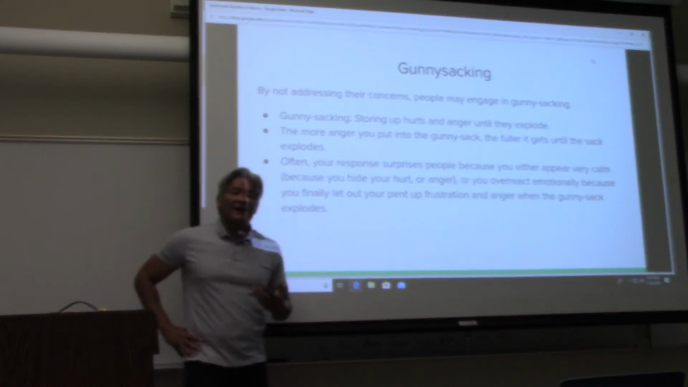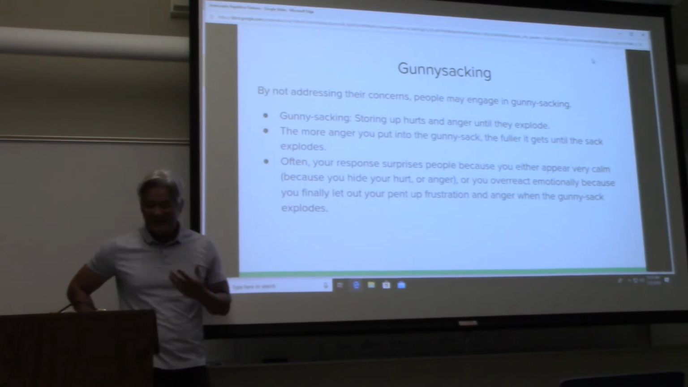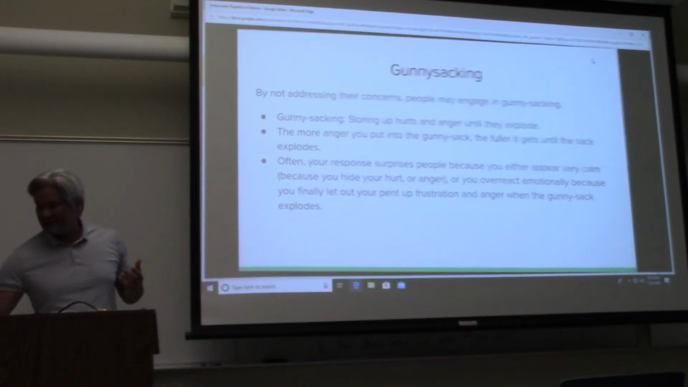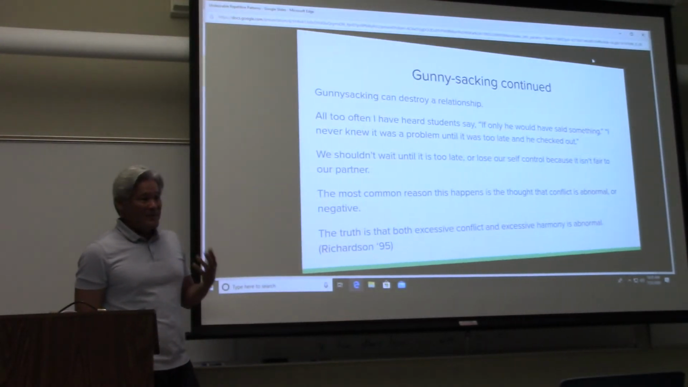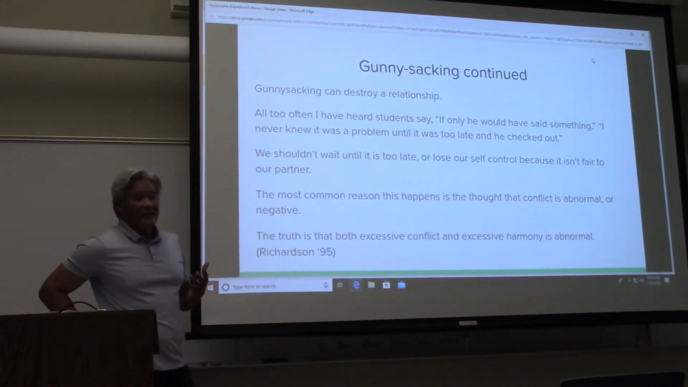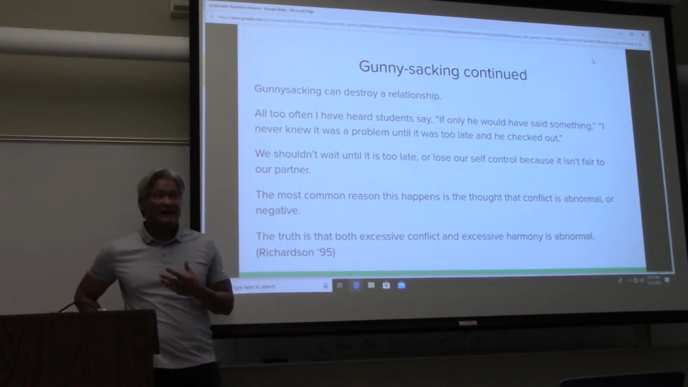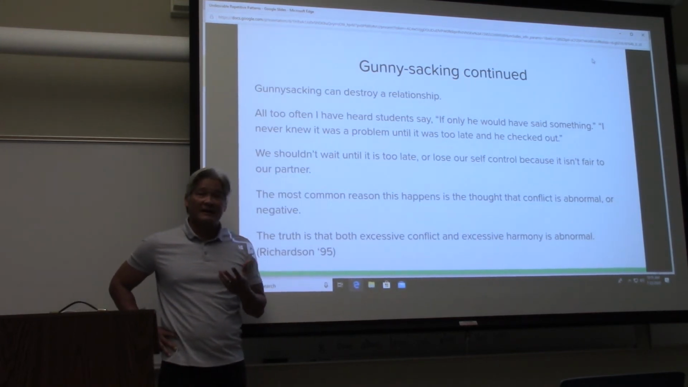So, really common examples from the class with regard to gunnysacking. A little bit more about gunnysacking, which I'm imagining you all can relate to at some level. It's obviously damaging for a relationship. You often have at least one of the parties feel like, I didn't even know that was going on.